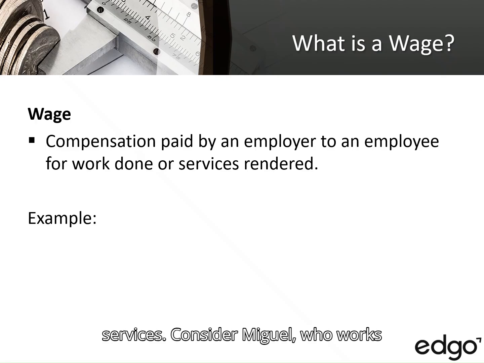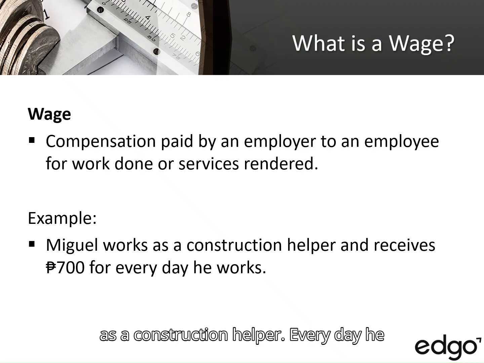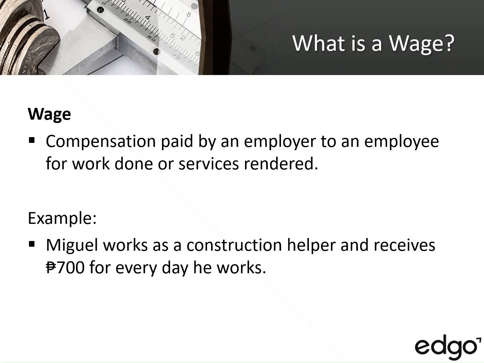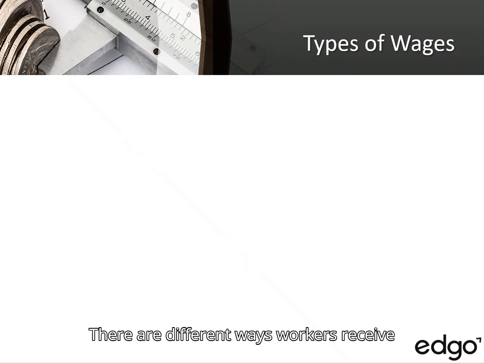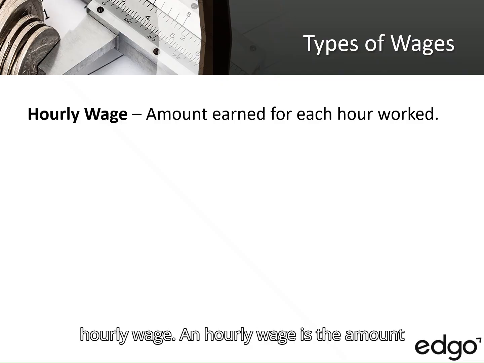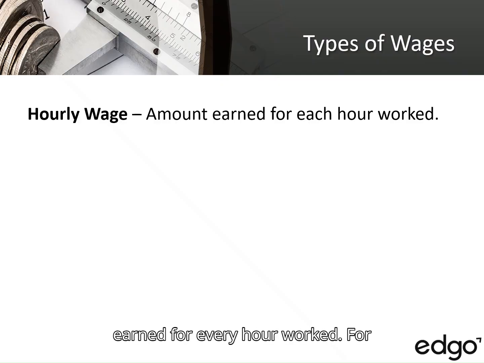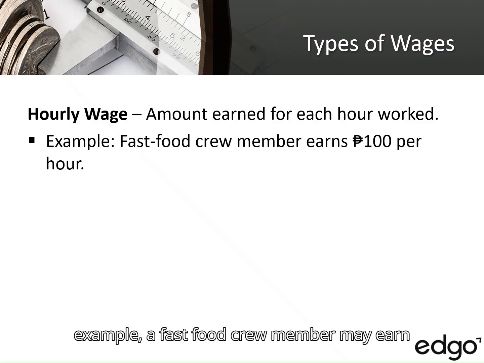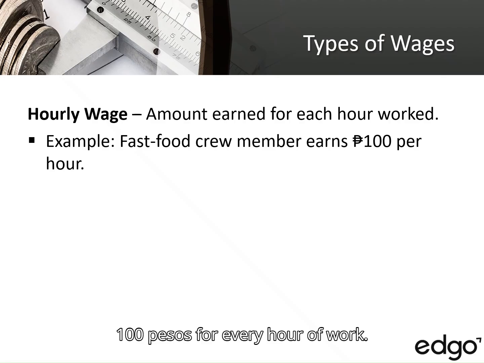Consider Miguel, who works as a construction helper. Every day he reports to work, he receives 700 pesos. This payment is his wage. There are different ways workers receive wages. The first type is the hourly wage. An hourly wage is the amount earned for every hour worked. For example, a fast food crew member may earn 100 pesos for every hour of work.